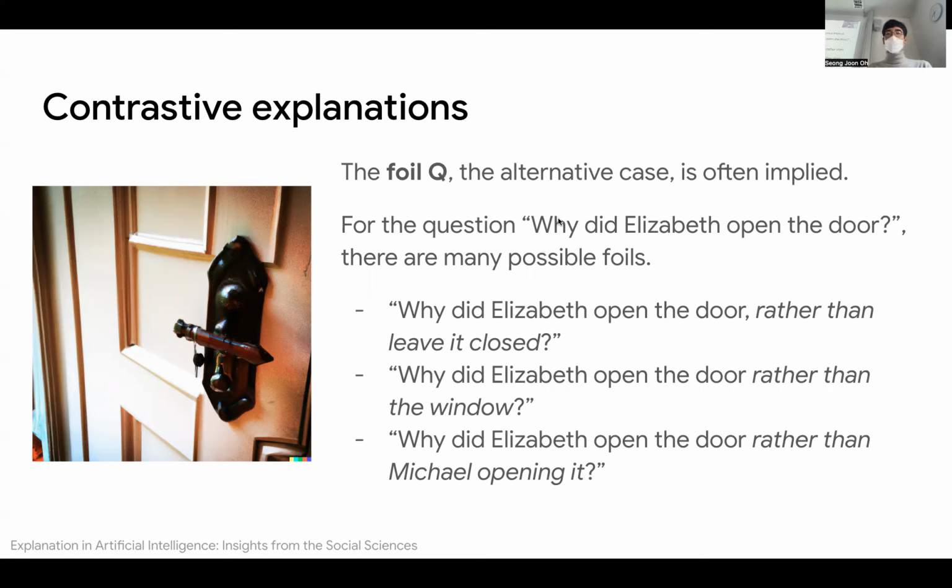To give you an example, why did Elizabeth open the door? There are many possible foils. For example, why did Elizabeth open the door rather than leave it closed? So this is a foil against open. Why did Elizabeth open the door rather than the window? That's the foil for the door. Why did Elizabeth open the door rather than Michael opening it? That's the foil for Elizabeth.